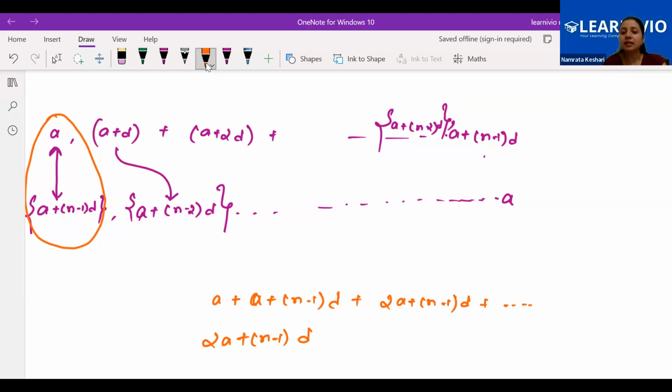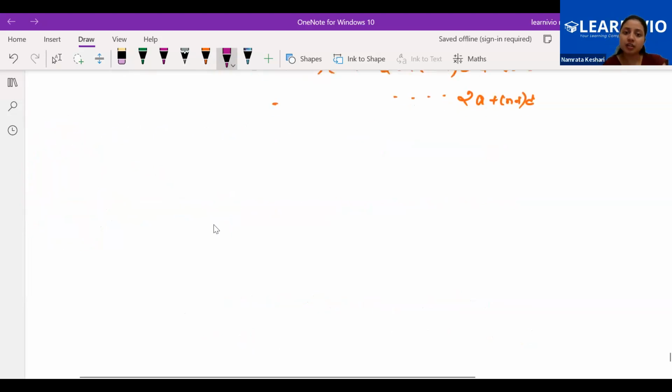You will realize, Harshit, that every term there was becoming 101, 101, 101, and so on. Here it will become 2a plus n minus 1 into d, 2a plus n minus 1 into d, and so on. How many times 2a plus n minus 1 into d? N times. N times 2a plus n minus 1 into d we will be getting over here. And on the other side, of course, 2s is there, right?